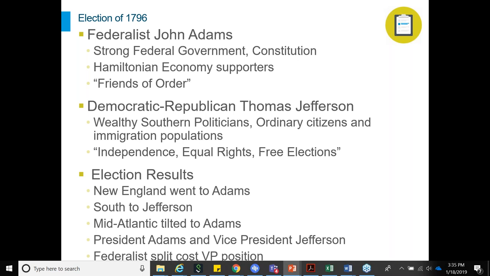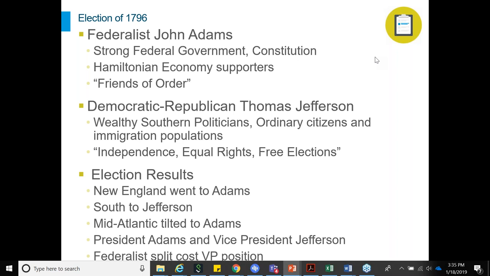Which is another kind of interesting part of early American politics, that the winner of the presidential election is president, the second place is vice president, which sounds reasonable if you think about it in terms of pure winners should govern. But if we think about it in terms of now with political parties, it becomes a little problematic.